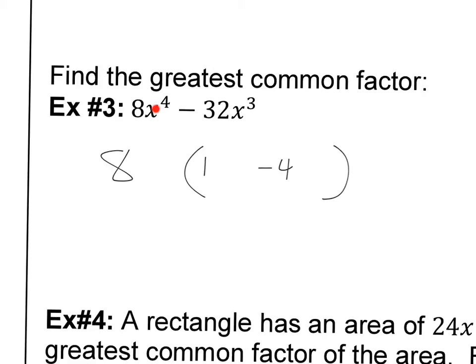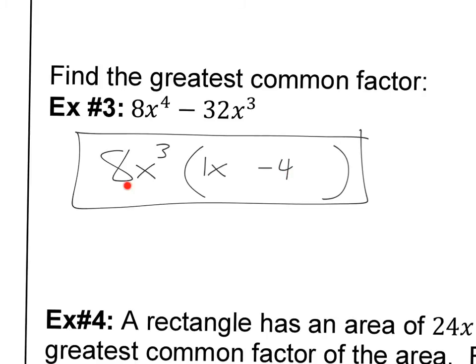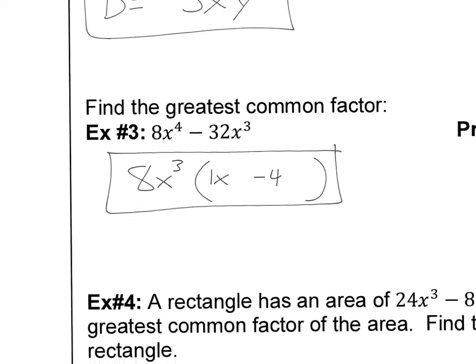So I just did the numbers first. Now let's do the x's. Well, if this has x to the fourth and this has x cubed, it's going to be the lowest degree, which is x cubed. So I can pull out an x cubed. If I pull out an x cubed out of x to the fourth, that means I would have one x left. And here I would have no x's left, so I would just leave it exactly like that, negative 4. And there it is. That's the greatest common factor. 8x cubed is the greatest common factor, and that 8x cubed times x minus 4 would be the same thing as this original equation.